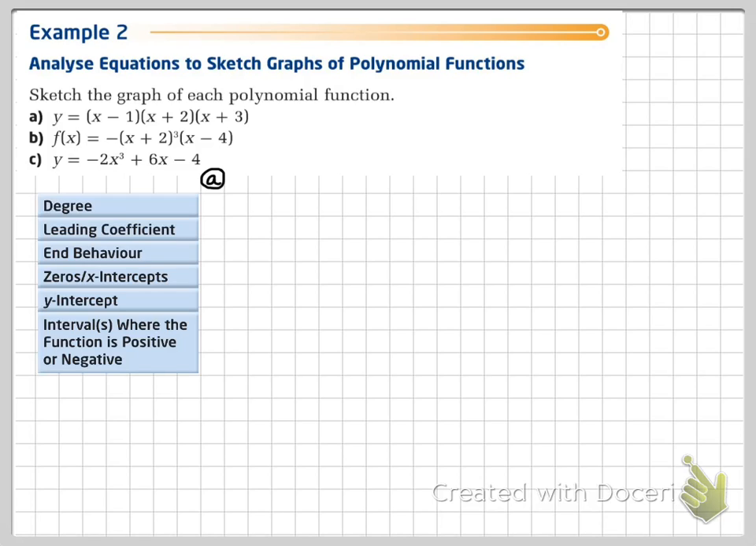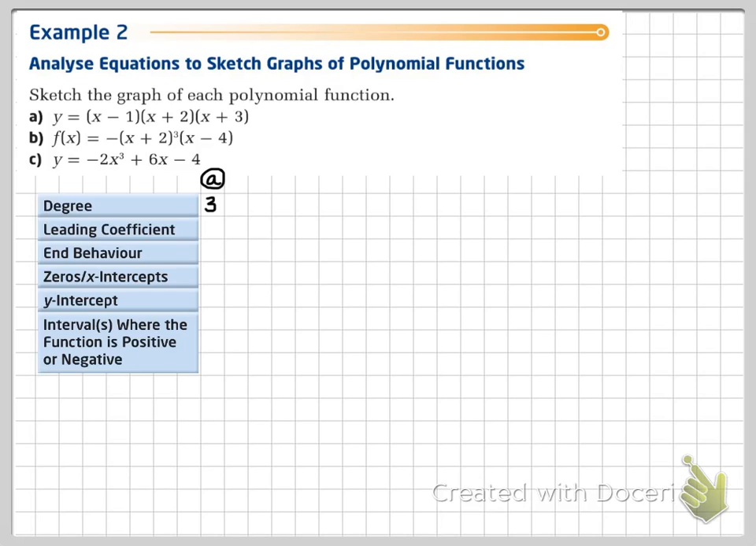In example 2, we're going to analyze equations and sketches of graphs of polynomial functions. They want us to give, for the first one, y is equal to x minus 1 times x plus 2 times x plus 3. They want us to state the degree. Well, 3 x's in there. That's going to be a degree 3.